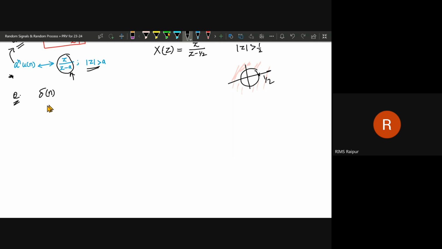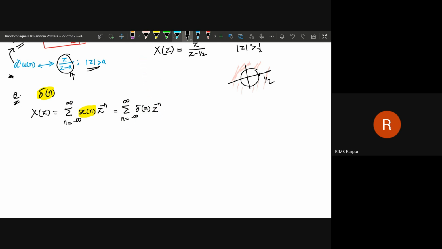Yes, can anyone tell me? X of Z, the transformation equation is summation n is equals to minus infinity to infinity x of n Z raised to power minus n, correct? So what you have to do here, you have to put del of n in place of x of n. So the equation will be summation n is equals to minus infinity to plus infinity, here it will be del of n Z raised to power minus n, correct?